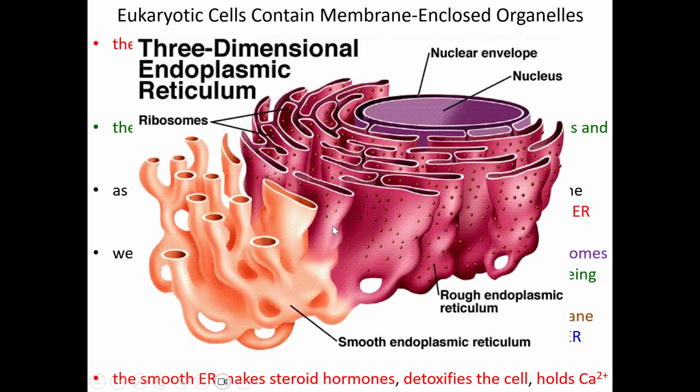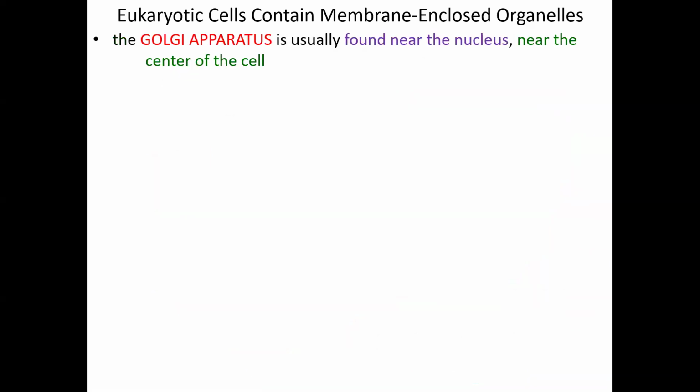And then we are unbroken and connected to the smooth ER down here, because remember, the ERs again are flattened stacks of membrane tubes. And so the smooth ER is connected to the rough ER, and the rough ER is connected to the nuclear envelope. This is one continuous structure.